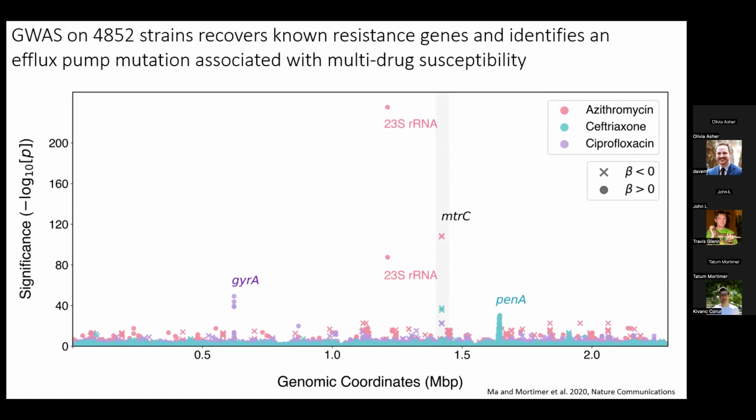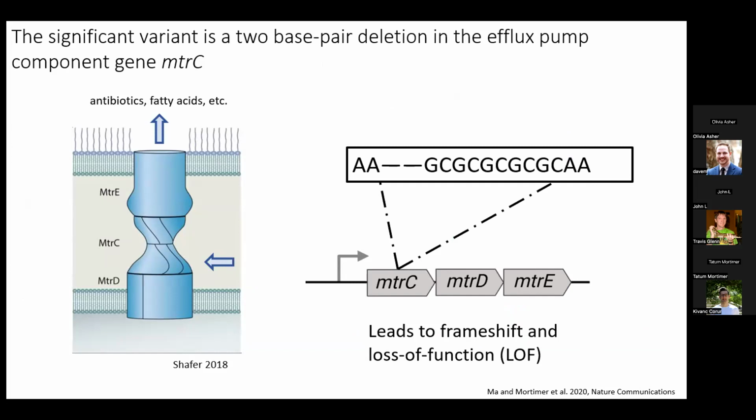But what we also saw is that there's this variant in a gene called mtrC that was associated with increased susceptibility to all three drugs. This variant is associated with negative beta values and a decrease in MICs. When we took a look at what the actual sequence of the unitig was, it corresponded to this deletion in a dinucleotide repeat region in mtrC, which leads to a frameshift and loss of function.